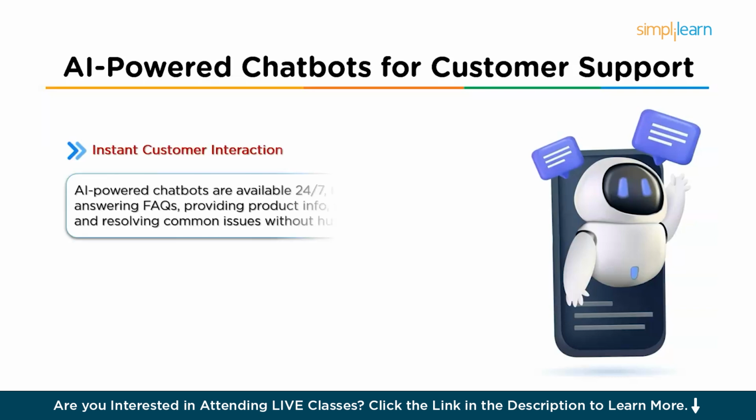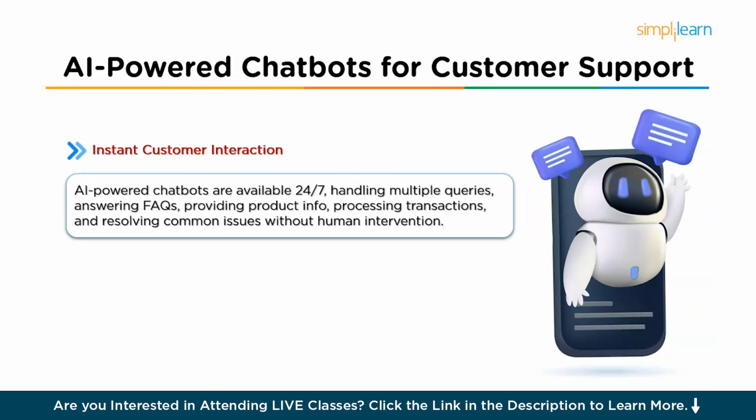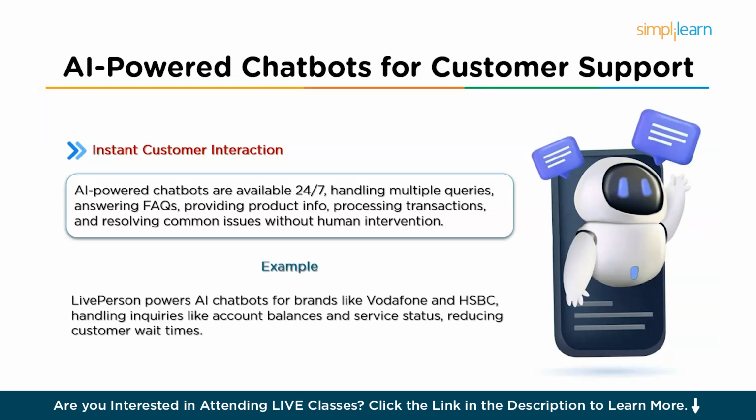Here's how it works. First is instant customer interaction. AI-powered chatbots are available 24/7 and can handle multiple customer queries simultaneously. They can answer frequently asked questions like FAQs, provide information about products or services, process simple transactions and resolve common issues. For example, LivePerson, a company offering AI chatbots, powers brands like Vodafone and HSBC. These bots can handle inquiries about account balances, service status, and more, significantly reducing the wait times for customers.